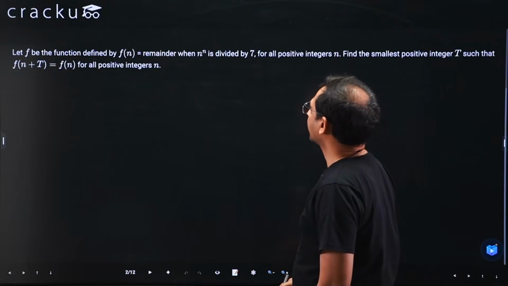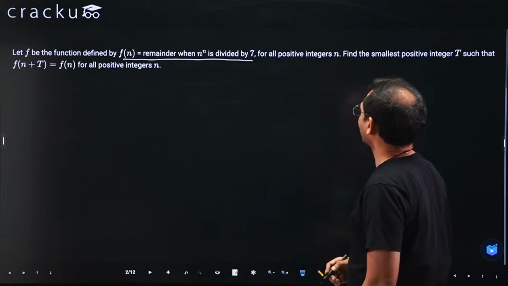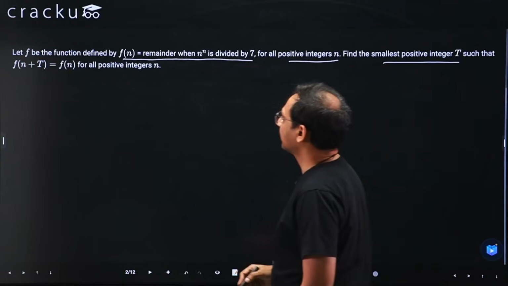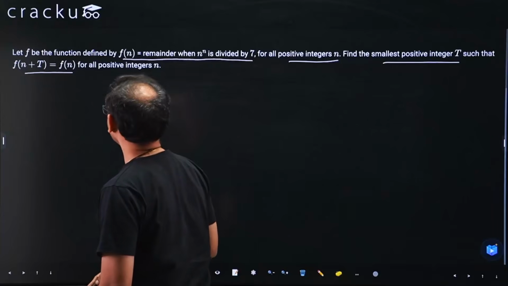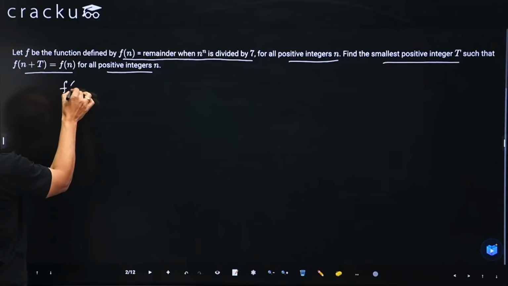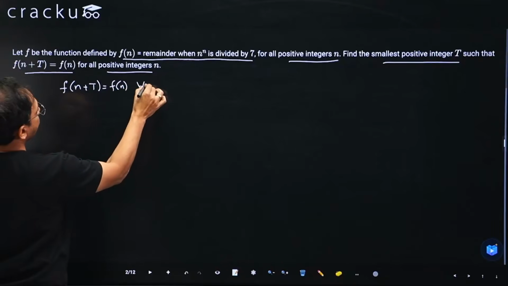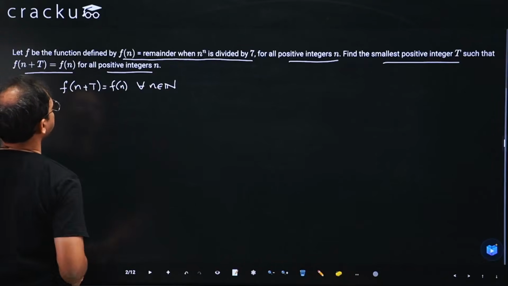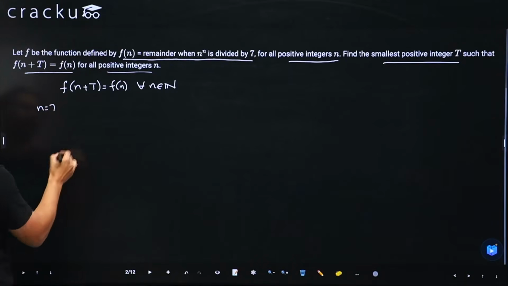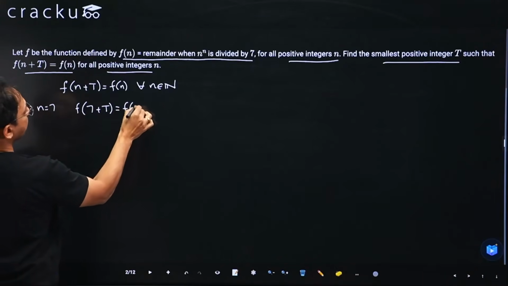Let f be the function defined by f of n is the remainder when n power n is divided by 7 for all natural numbers n. Find the smallest positive integer t such that f of n plus t is equal to f of n for all natural numbers n. So let us start. f of n plus t is equal to f of n for all natural numbers n. This is true for all natural numbers. So I'll put n is equal to 7. So I get f of 7 plus t is equal to f of 7.